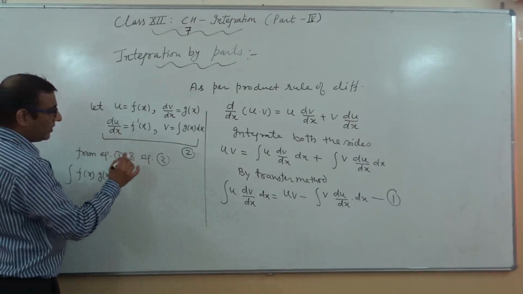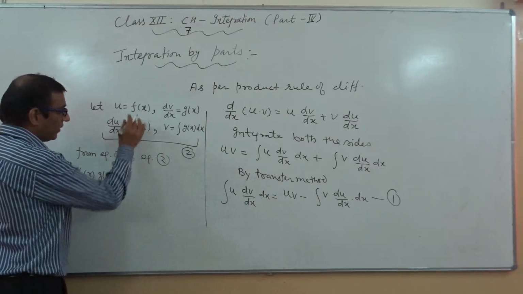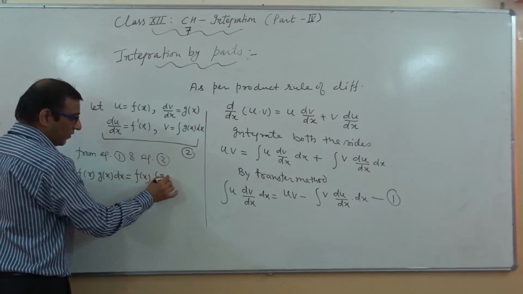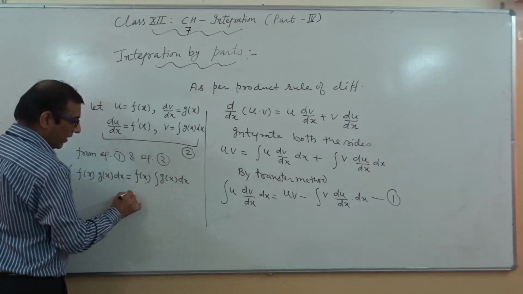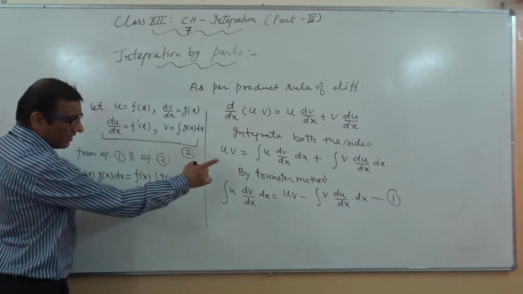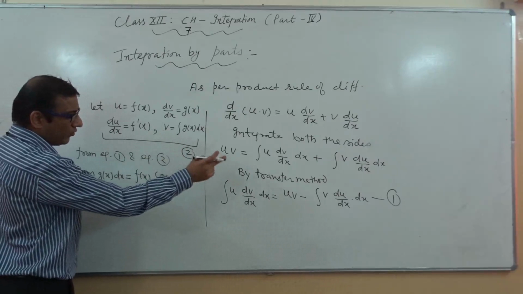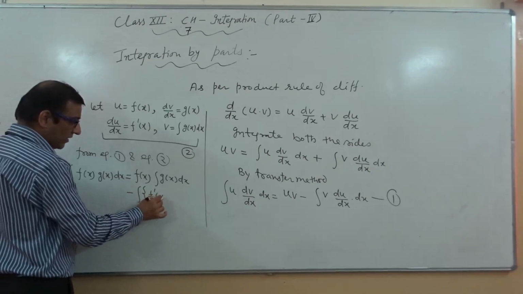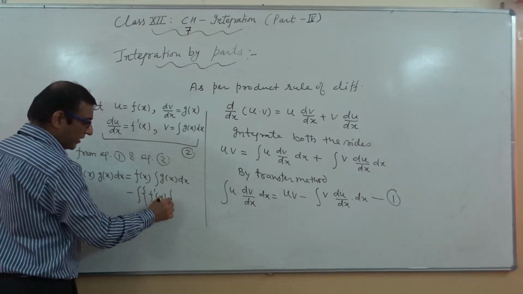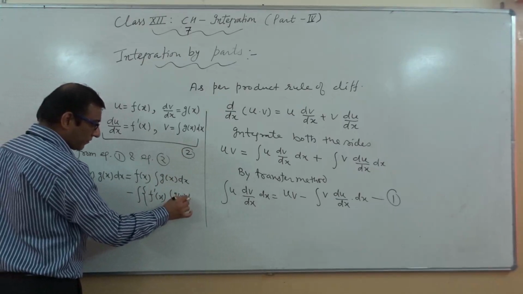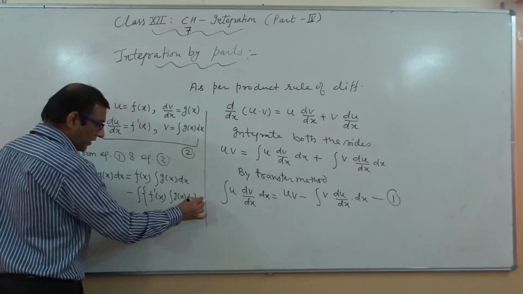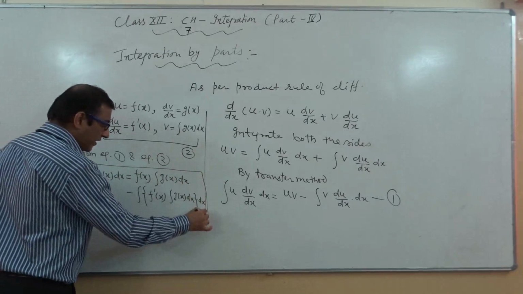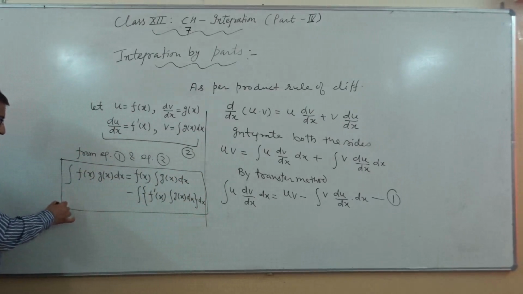Then on the right hand side, again we will put the value of u, this is f(x), and v is represented by integral of g(x) dx, minus, again the integration sign, then v and du upon dx. So du upon dx is f dash x, so first we will write f dash x, and then v is integral of g(x) dx, into dx. So this is the formula which is related to integration by parts.